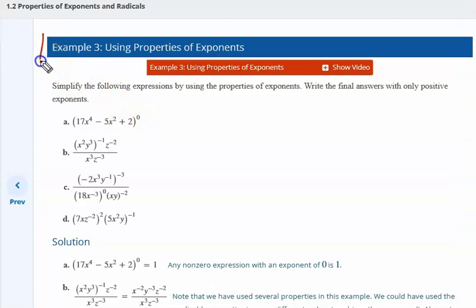Now for example 3, again, because of the parentheses, this is raised to the zero power. Anything to the zero power is 1. Now for letter B, this takes a little bit of calculating. So the first thing I'm going to do is take this, which is a negative exponent, and bring it down to our denominator where it becomes positive.